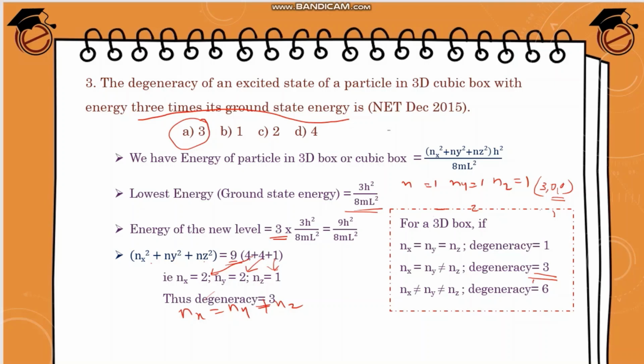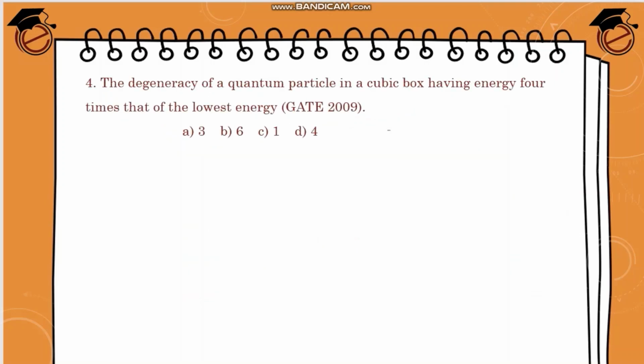Let's move on to our next question. It is also the same question. The degeneracy of a quantum particle in a cubic box having energy 4 times that of the lowest energy. This was asked in GATE 2009. Option A 3, option B 6, option C 1, option D 4.